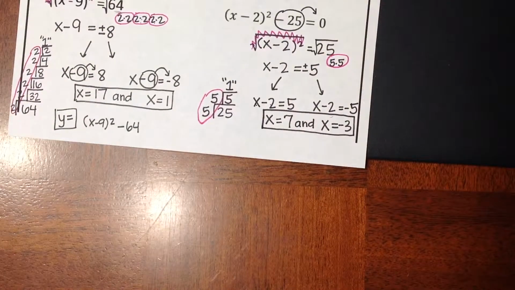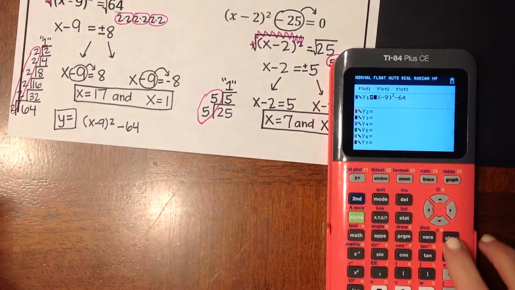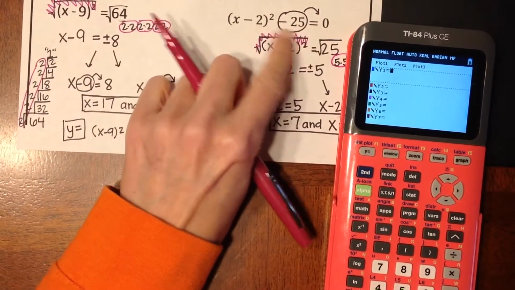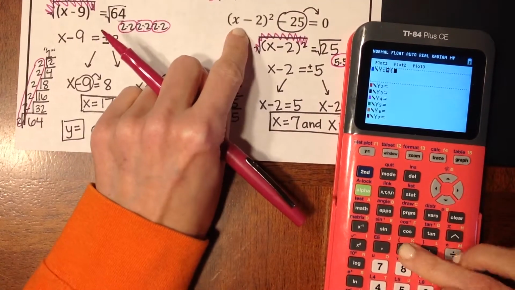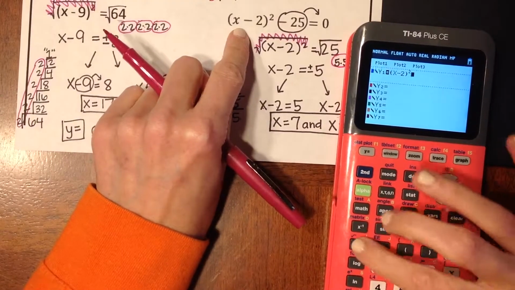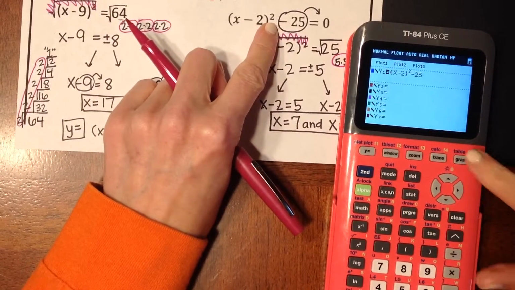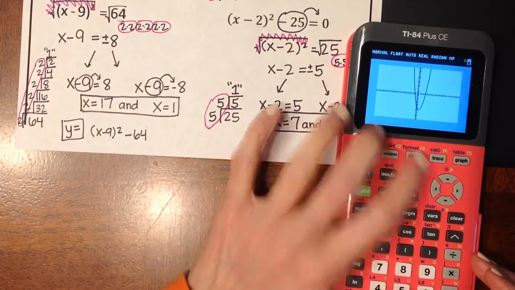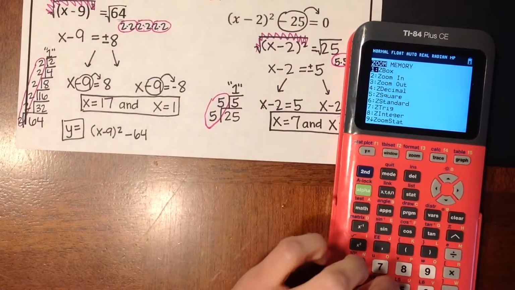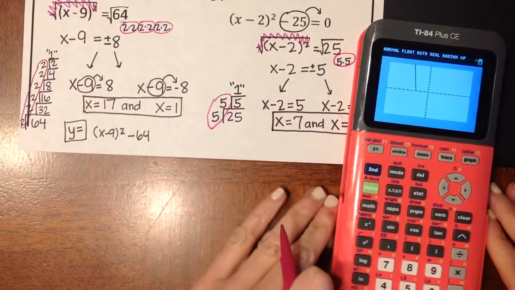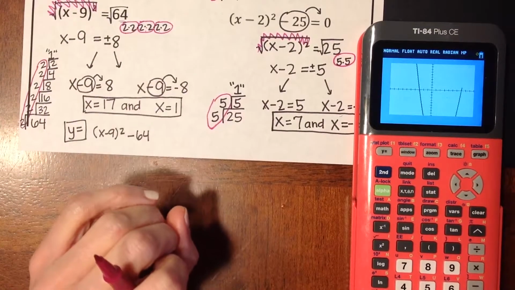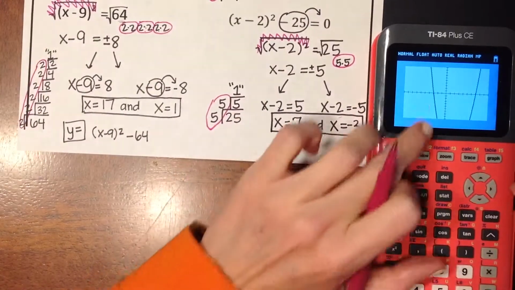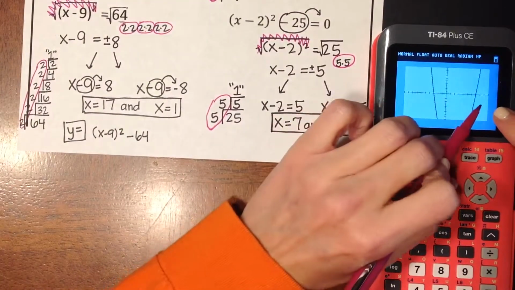Again, I'm going to check my answers in my calculator. So I'm going to go back to my original, and when I started off, all my terms were on the same side. So I'm just going to type in x minus 2 squared minus 25, and I'm going to hit graph. And I'm going to go back to my original window. So I'm going to zoom 6 to set it back to my original window. And I should get two solutions. Cross this twice. And it looks like it crosses at negative 3 and 7.